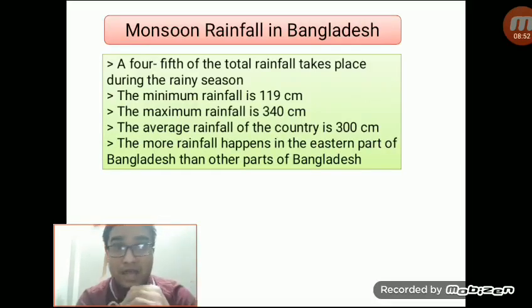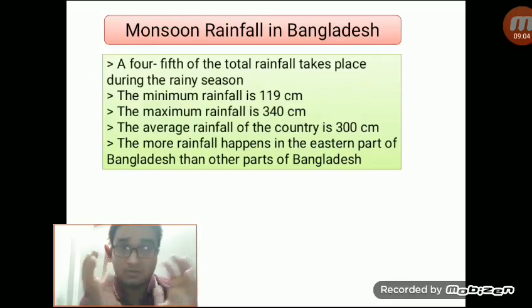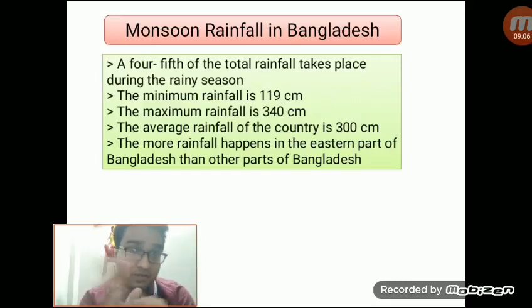And more rainfall happens in the eastern part of Bangladesh than in other parts of Bangladesh. So this is the information regarding the monsoon rainfall in Bangladesh, and all of this information is very important for MCQ questions. So you have to give much attention to this information and these details.